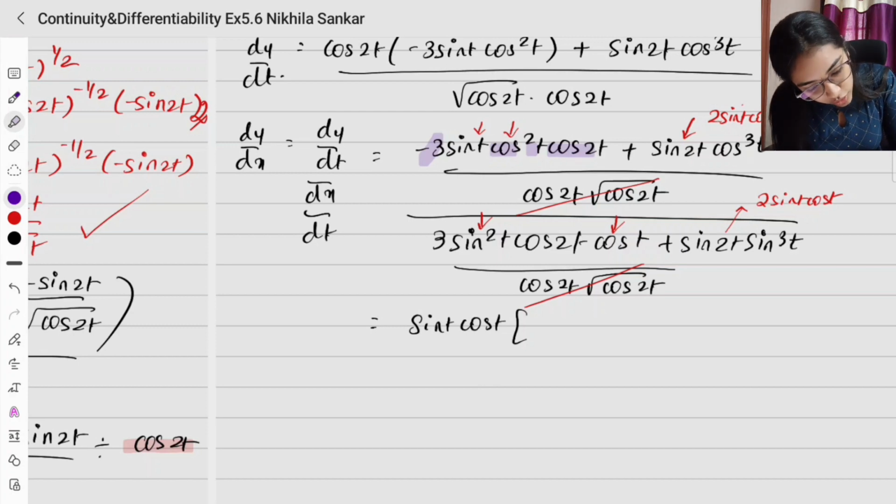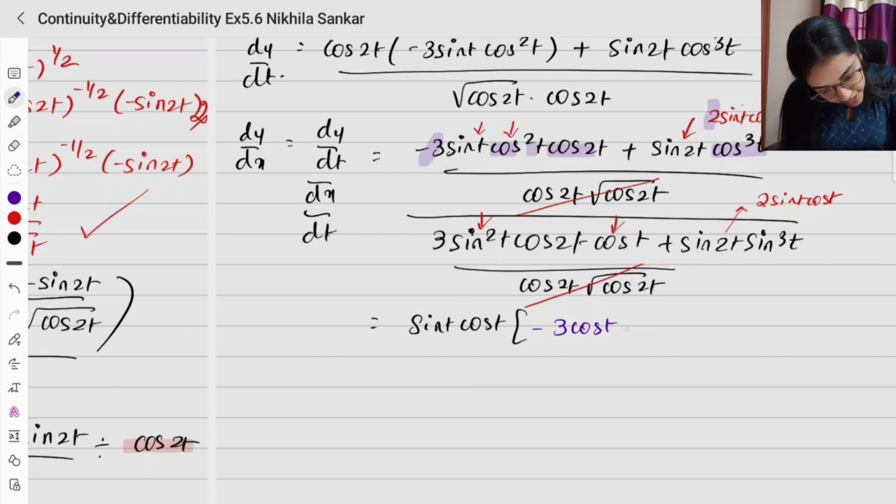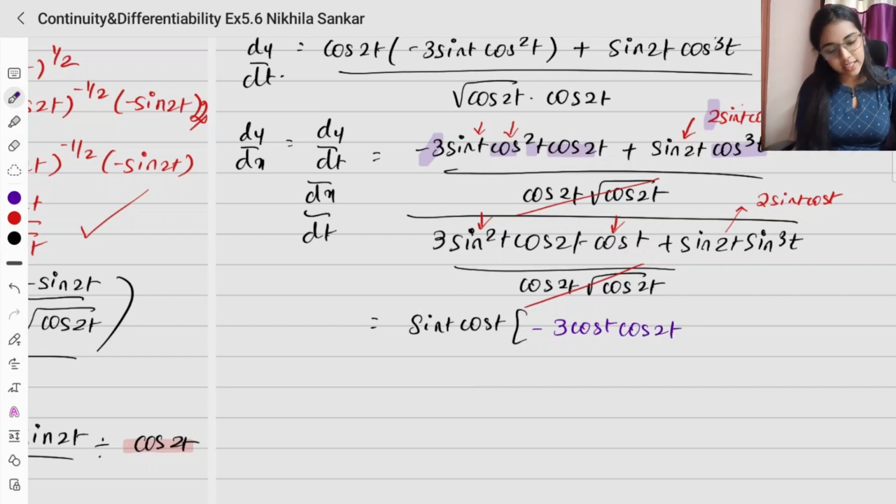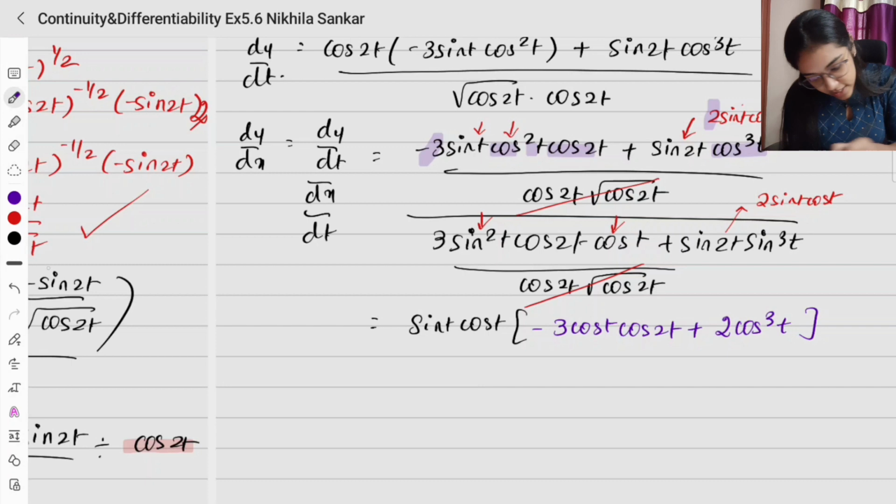And here what will be there? 2 cos cube t. Okay, I'll be left with this. So I'll have minus 3 cos t times cos 2t, with sin t cos t taken outside, plus from sin 2t, 2 cos cube t. So this is my numerator.